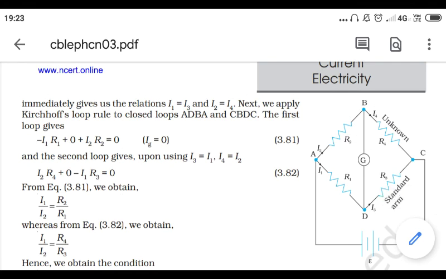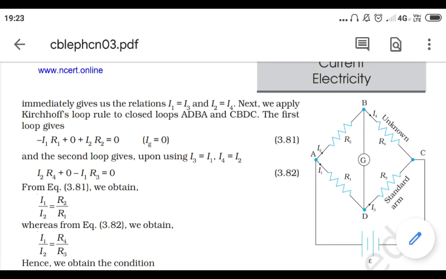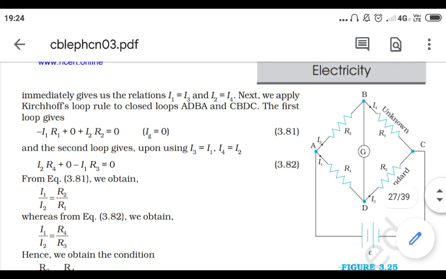This is the tension rule. Again, in the second loop, which loop is CBDC, anti-clockwise. CBDC, if you go from C to B, we are going opposite, so it is I4 R4 positive, then plus IG 0, then minus I3 R3, because we are going in the direction of current.